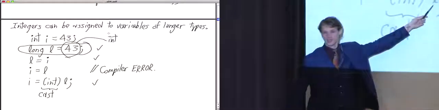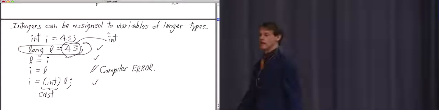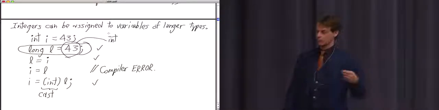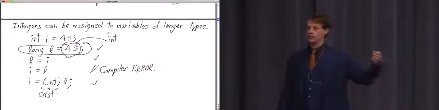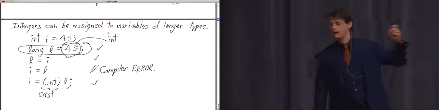The question is, what if L is 7 billion? 7 billion does not fit in an int. What happens is that your computer expresses 7 billion in binary. That takes more than 32 bits. The high order bits get thrown away, and you wind up with a much smaller number stored in I.